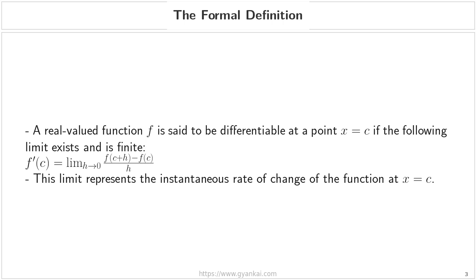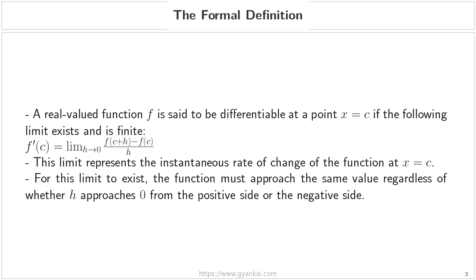To put this into perspective, this limit represents the instantaneous rate of change of the function exactly at the point x equals c. It is the mathematical way of calculating the slope of the tangent line we mentioned in the previous slide. However, it is important to note that for this limit to exist, the function must approach the same value regardless of whether h approaches 0 from the positive side or the negative side. If the values from these two directions differ, the limit does not exist, and the function is not differentiable at that point. This requirement is crucial, and it leads us directly into our next section, where we will examine the left-hand and right-hand derivatives in more detail.